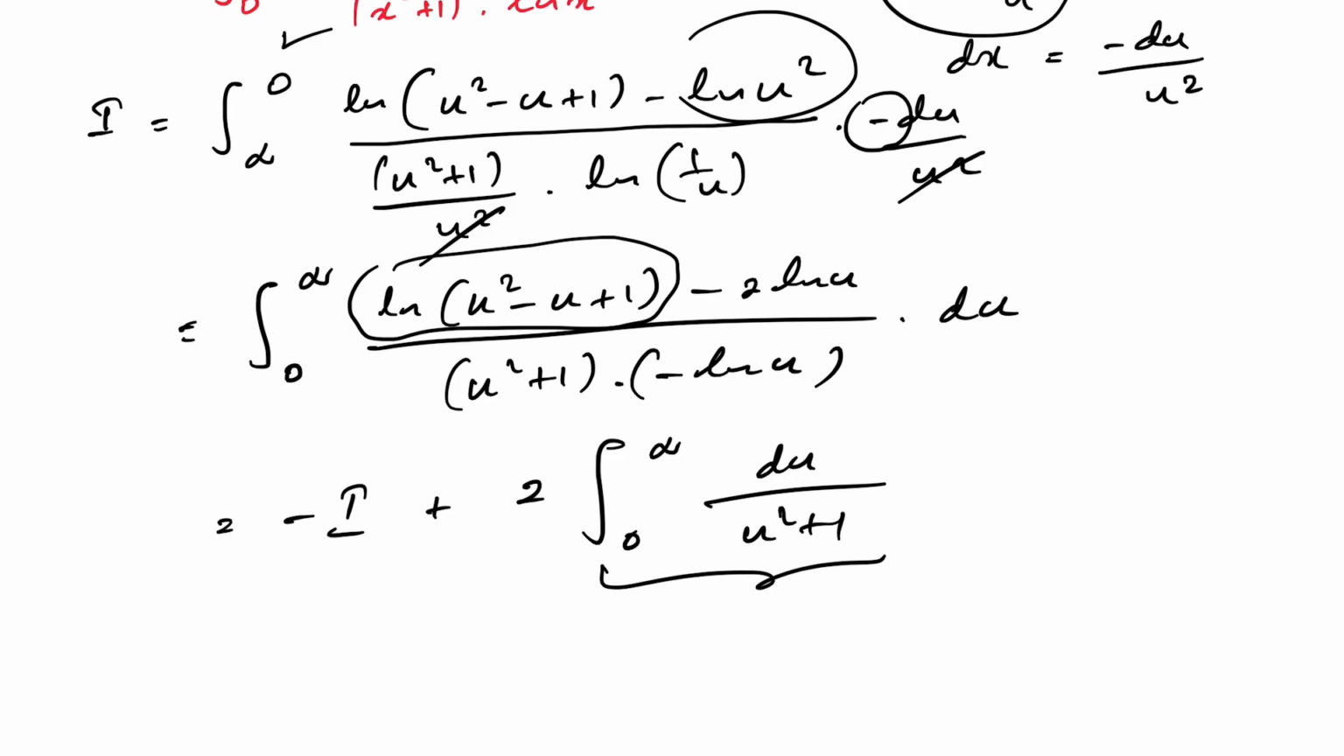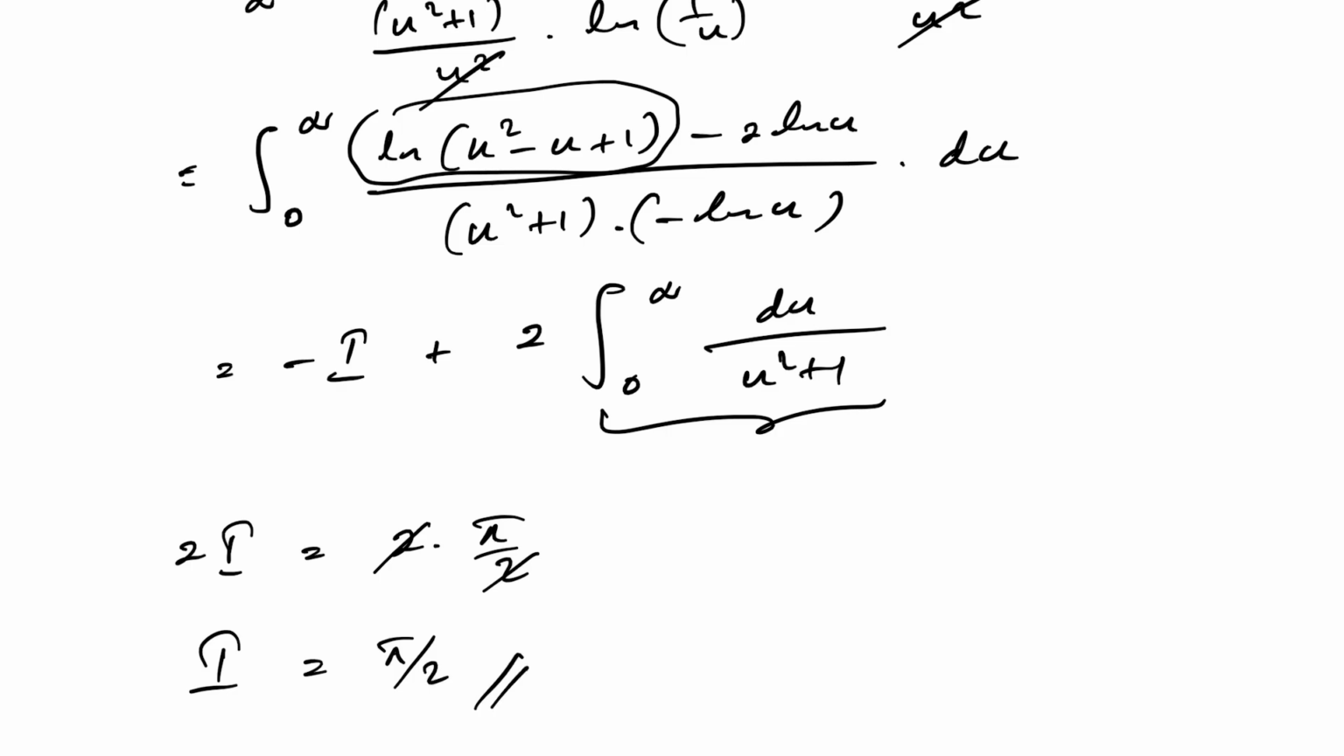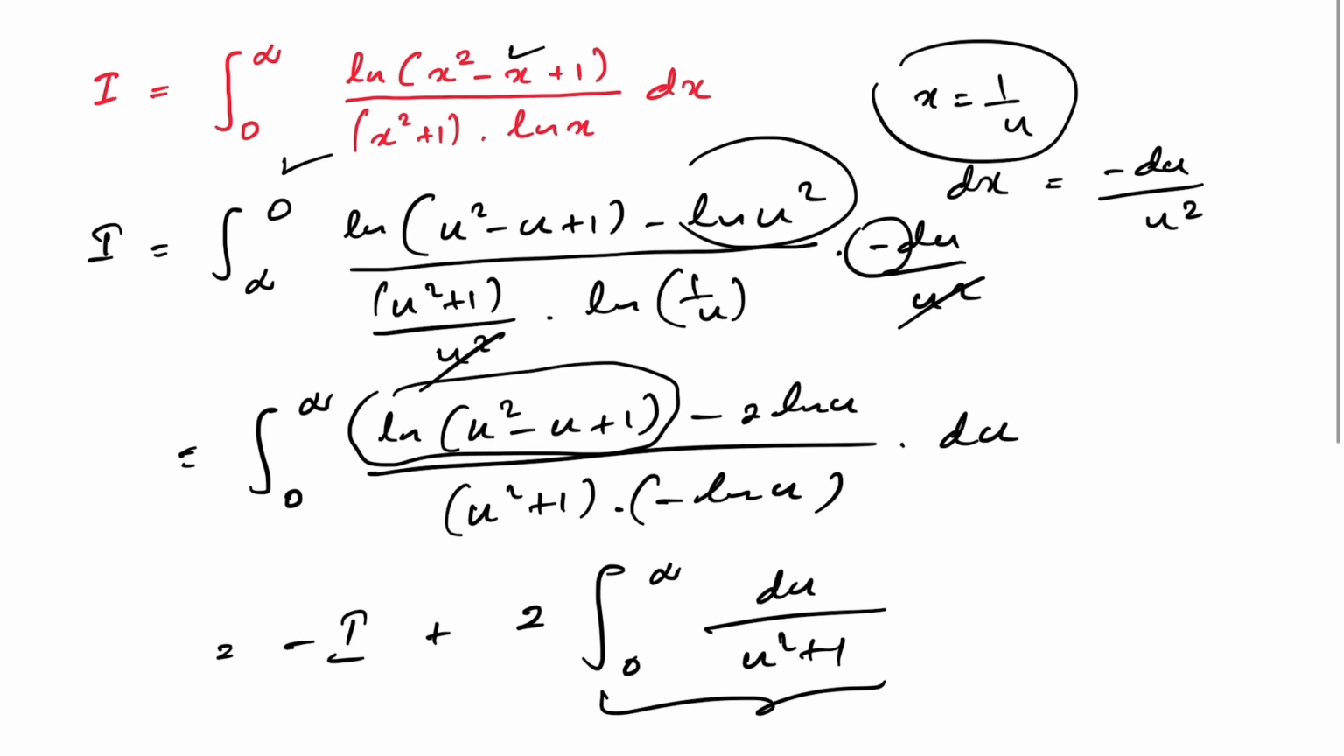is arctan, so arctan of infinity we know is pi over 2, so 2 times I is equal to 2 times pi over 2, the 2 gets cancelled, I is equal to pi over 2. Okay, this is the answer for this integral. Thank you for watching.